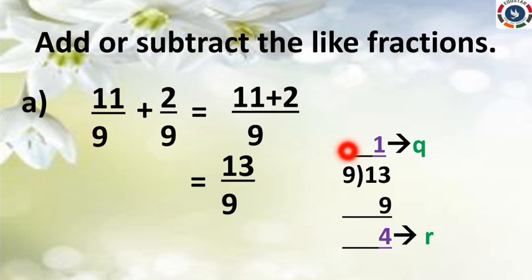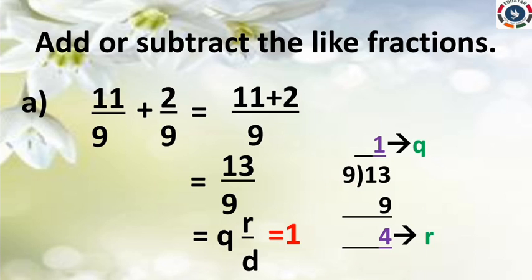Now, as I already told you, when you convert to a mixed fraction, you have to write it in a format. What type of format? Q R by D. Q for quotient, R for remainder, and D for the divisor. So you write the answer in this format, Q R by D. Q is 1, R is 4 and D is 9. So 1, 4 by 9.